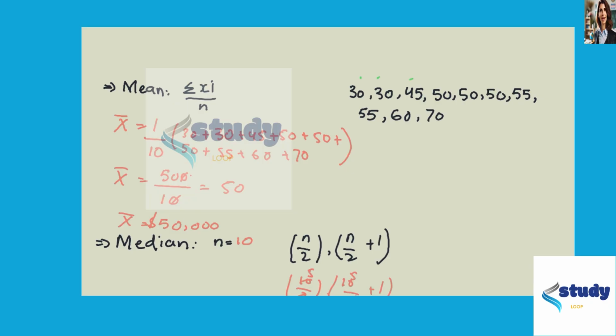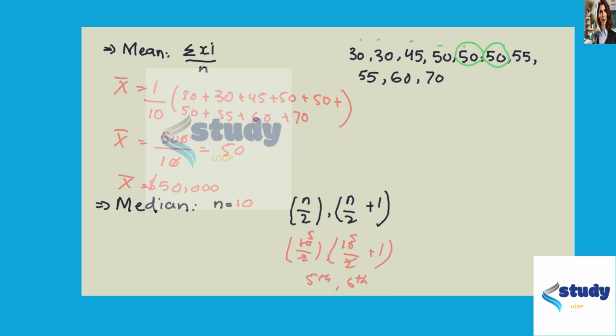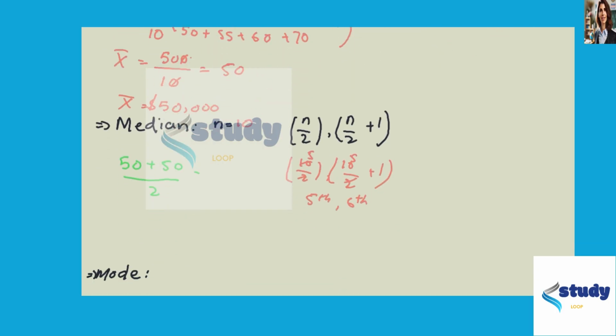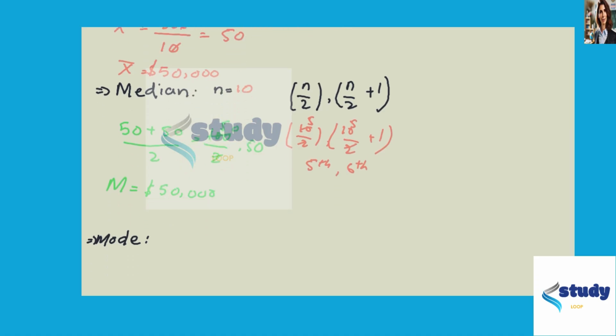1, 2, 3, 4, 5 and 6. Now we will take these two numbers, 50 plus 50 by 2. We find the average and we get 100 by 2, that is also 50. So the median is also $50,000. Now let's move to the mode.